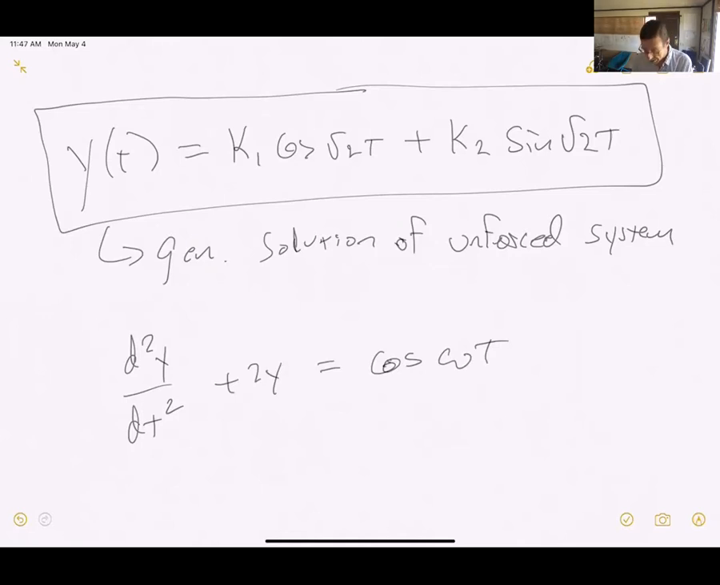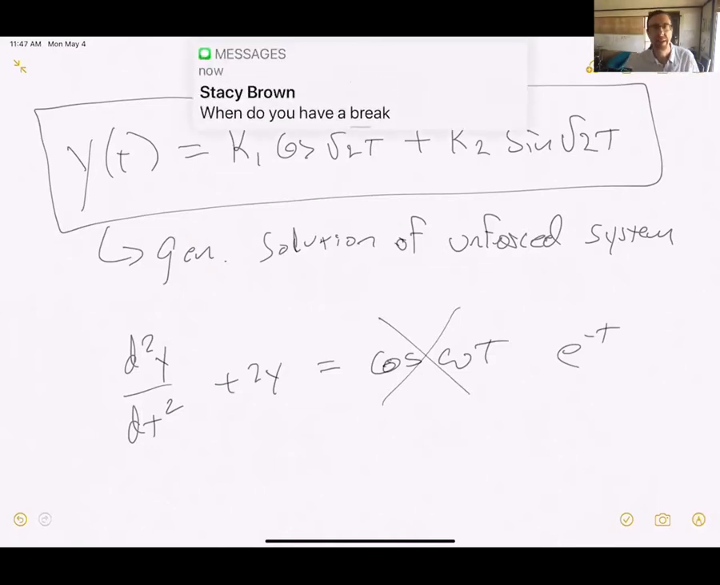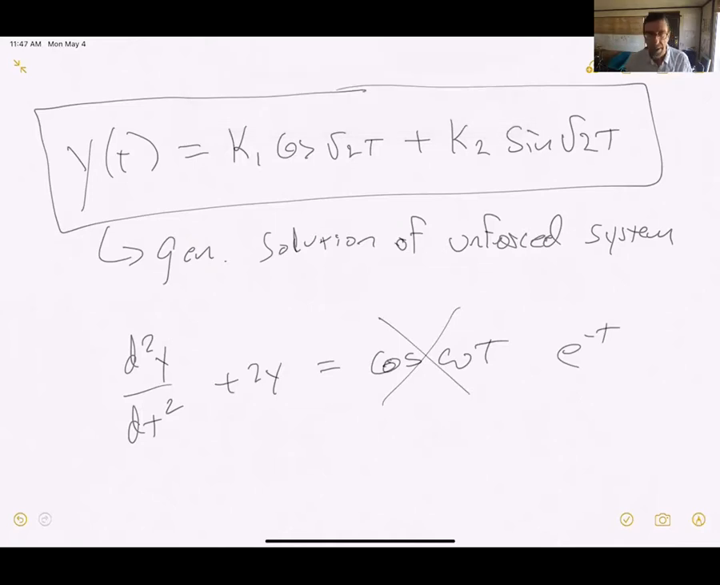Now, if we had e to the minus t here instead, like in the first example we did, then we would have guessed something like a times e to the minus t as a solution. That's what we did the last time. If we had e to the minus t on the right, then the guess that makes sense is a times e to the minus t. But we don't have that. You can try guessing a times cosine of omega t, and that doesn't work.